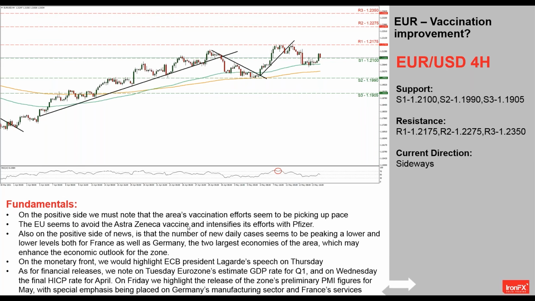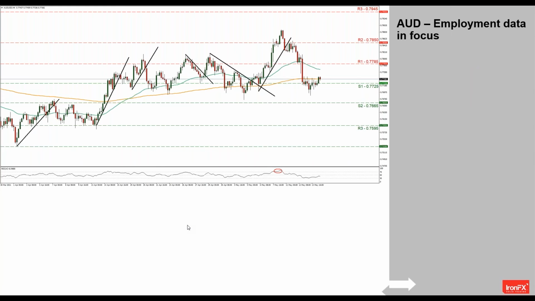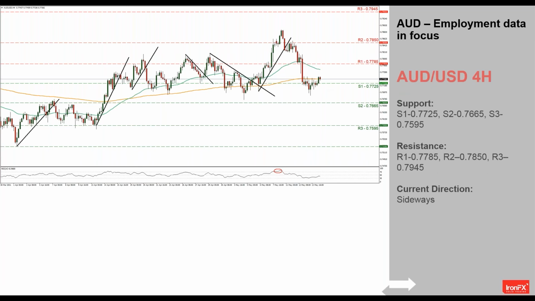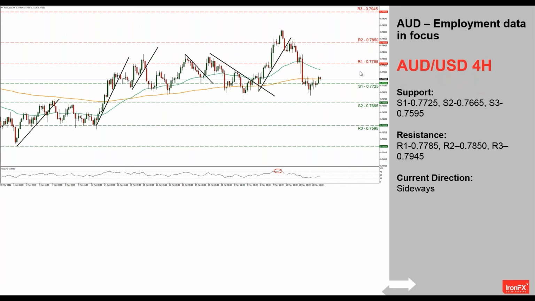Moving now to the Aussie. This is AUD-USD's 4-hour chart. Note how the pair has rather stabilized in the past 2 days around the 0.7725 current support line. Important levels to note would be to the downside, as we have mentioned, the 0.7725. Even lower than that would be the 0.7665, which served as a resistance line back at the early days of April. That would be around the 7th and 8th of April. Now it's turned into support.